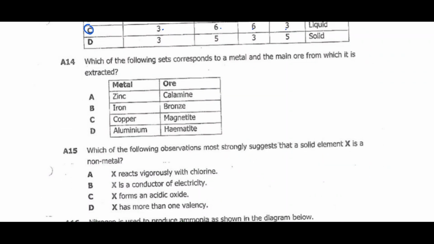Then which of the following sets corresponds to a metal and the main ore from which it is extracted? So the first one, zinc from calamine. So this is the answer. I know most of the ores that we know about zinc is zinc blende. So I want you to know that calamine is also an ore for zinc. Because if you look at B, it cannot be the answer. Iron, bronze is an alloy. Copper, magnetite is an ore for iron. Then aluminium, hematite, no. So that is the answer here.